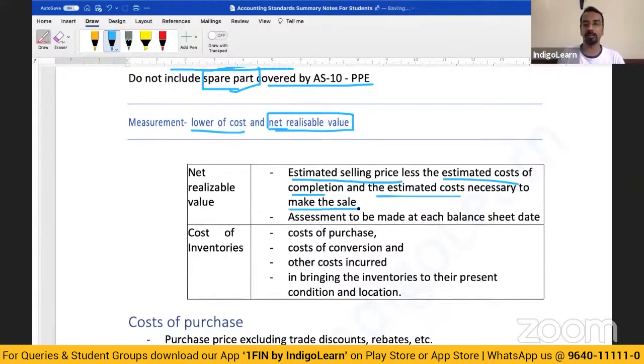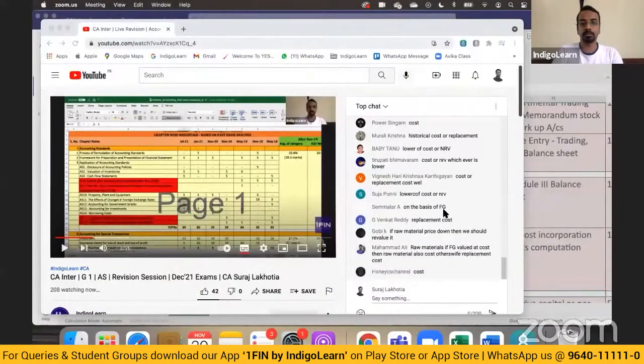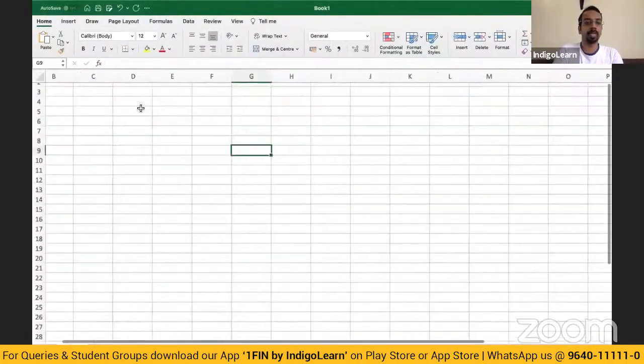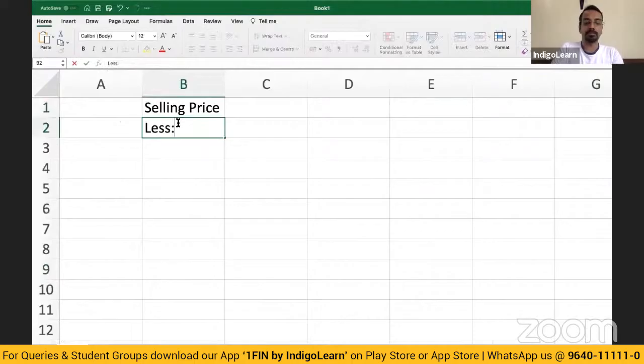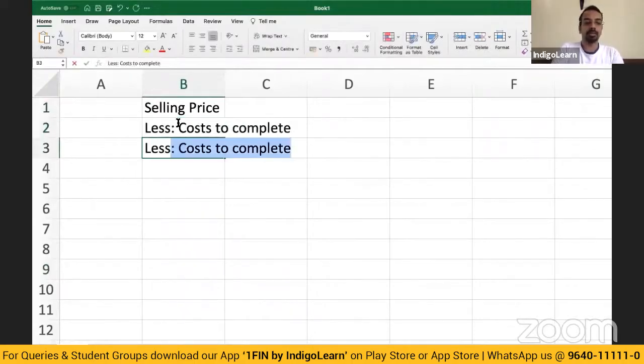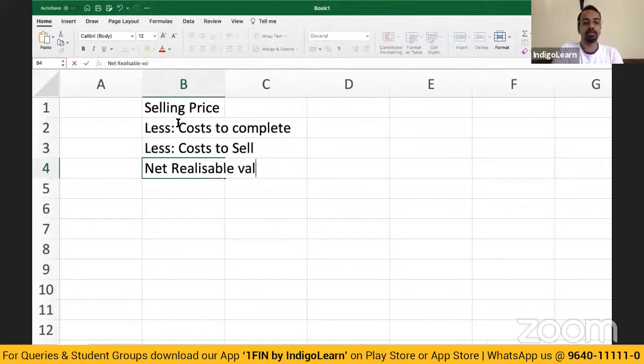Okay, so let me just open an Excel. I hope the Excel is visible. So you have to take the selling price less cost to complete less cost to sell. This is what gives you net realizable value.